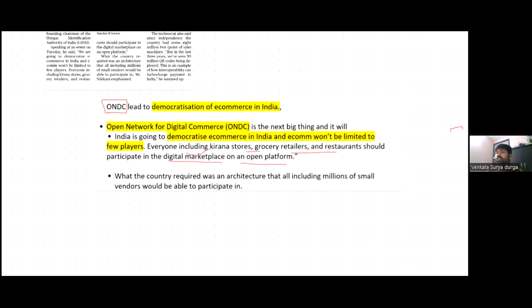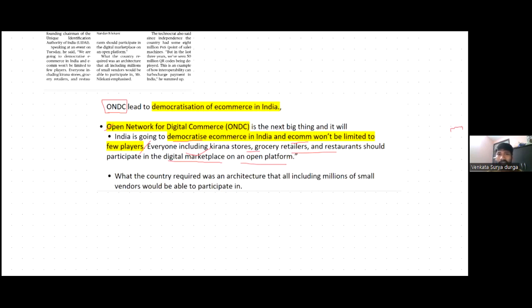So this article says the Open Network for Digital Commerce is the next big thing, and it will democratize India's e-commerce space, so that e-commerce won't be limited to a few big players. Now e-commerce is limited to a few big players, and the network will further democratize it. For example, a normal buyer or seller can have a separate account on the network. They would place several products on this platform, and there will be different sellers from different parts of the country, right? So this will further democratize the e-commerce space.